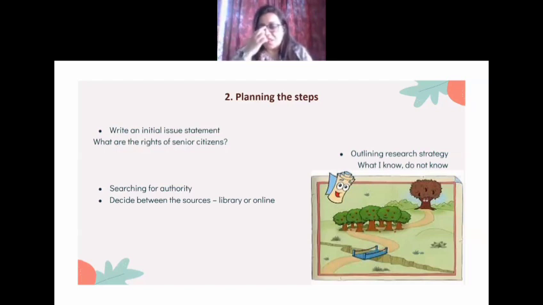Which all places I could visit, or which are the documents I must compulsorily refer to. I do not know the documents, so I should search for which are the areas I must search, in which all zones should I be searching for documents, availability or non-availability, legal paraphernalia or vacuum in the legal sphere. Both I need to search about. So I must be searching for authority. I must be deciding between the sources.